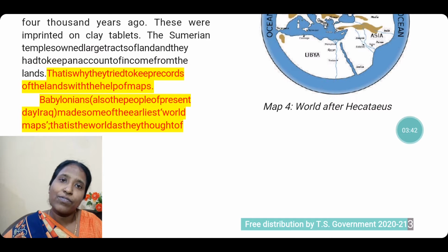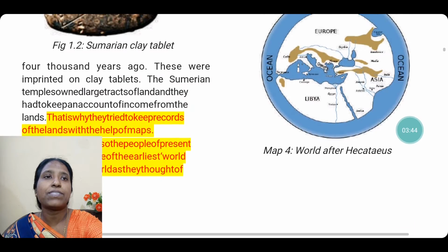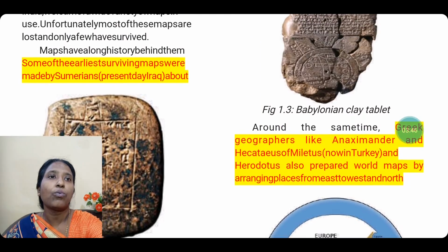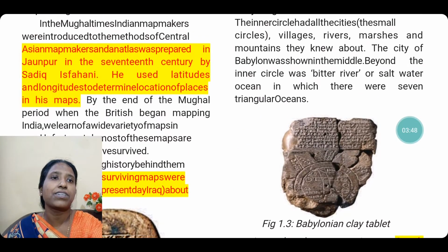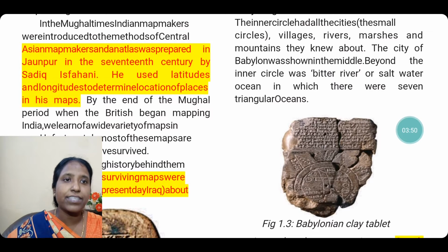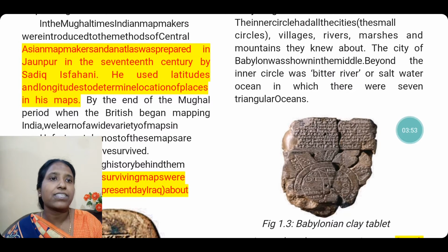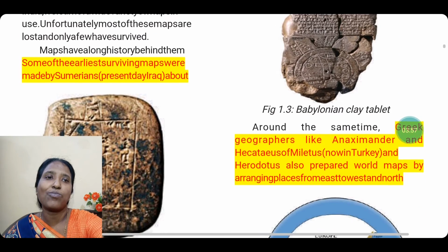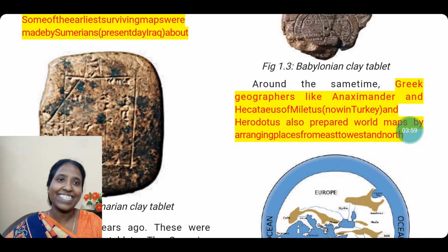And you can also see the Babylonians, also of present Iraq. They also made some of the earliest world maps as a thought of the world. Now you can see that in the picture. It is like a circular disc, and on all sides it is surrounded by seas and oceans, and in the middle are small circles which denoted the cities.